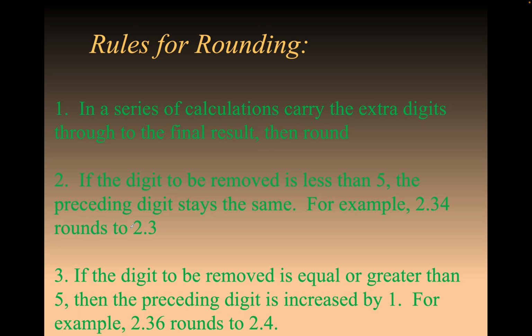So the rules for rounding: in a series of calculations, carry the extra digits to the final result and then round it off. If the digit to be removed is less than 5, the preceding digit stays the same. For example, 2.34 rounds off to 2.3. We know that this is a simple rounding off rule. If the digit to be removed is equal to or greater than 5, then the preceding digit is increased by 1. For example, 2.36. 6 is more than 5, so the other digit will be added up with 1, so it's going to 2.4.